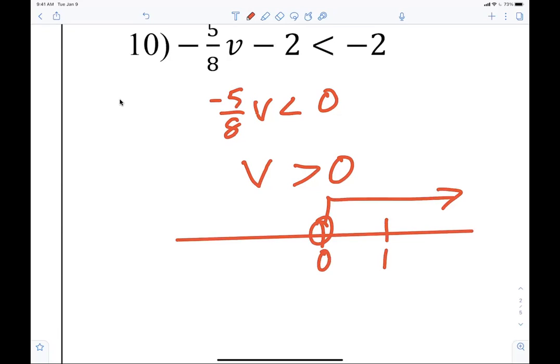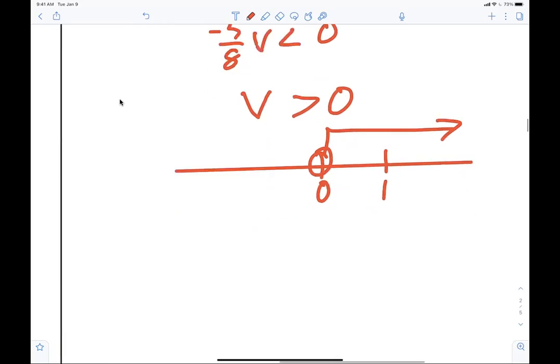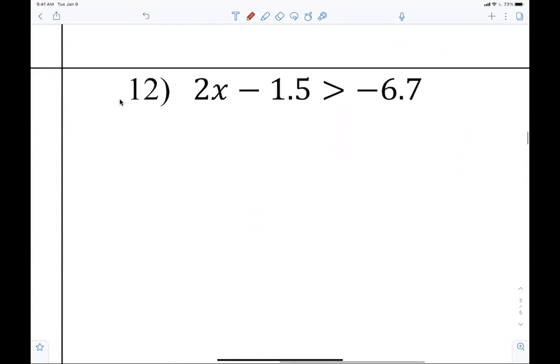Everybody good with this? Any issues? Stay with me. We've got a lot to do. Now we have some decimals, which are no big deal to me. I want everybody to do this. 2x is greater than, come on, practice your mental math. What is that? Negative, yes, negative 5.2. And now we're just dividing by 2. So 5.2 divided by 2 is negative 2.6. That's not that hard. You don't need a calculator for that.